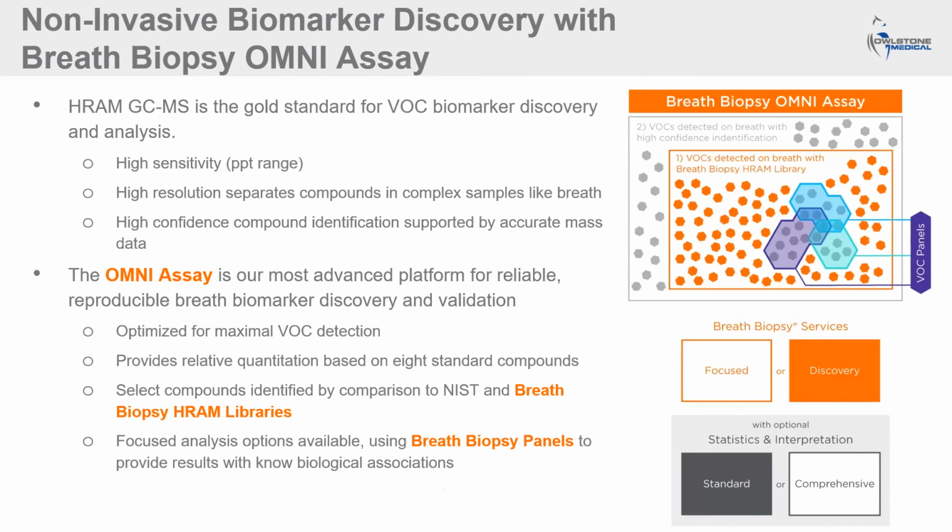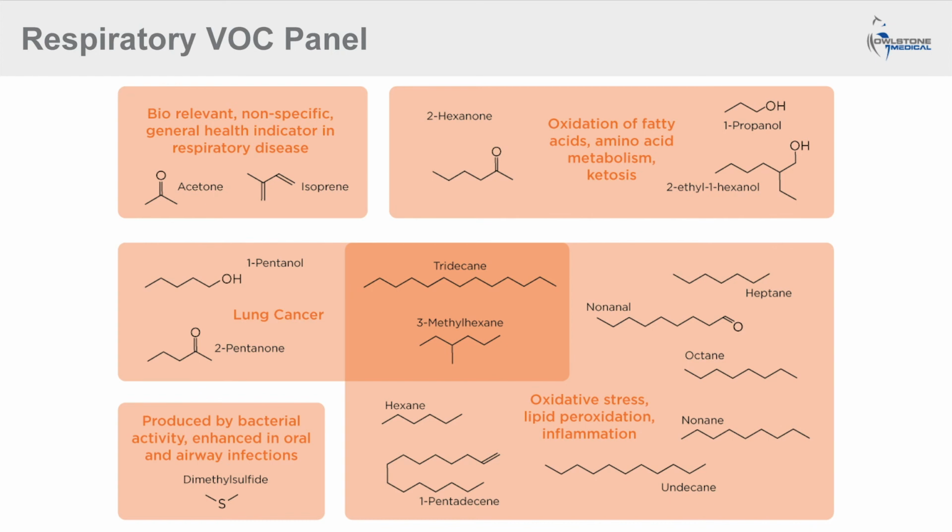We've developed our Omni assay with this in mind. A key feature of this is our breath biopsy HRAM library, which consists of VOC standards that we have run across our platform. Since we know the signature of each VOC standard, we can match it to the VOC signal in a breath sample and make a high confidence call on each VOC identity. For many of these VOCs, we may know the biological origin or function, which allows us to build targeted panels in specific disease areas. Here's an example of a targeted panel. This is our respiratory panel, and it contains VOCs previously implicated in chronic inflammatory diseases of the lung.